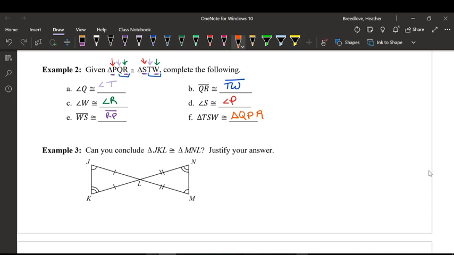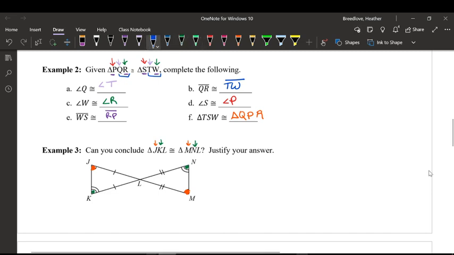Alright, so looking at the order of the letters for a congruency statement. So then, can you conclude that triangle JKL is congruent to triangle MNL? Justify your answer. Okay, so let's see. Do we have angles matching? Angle J, does it match angle M? Well, J has one line, and M has one line. Okay, sure. Looks like they match. Angle K and N. K has two lines. N has two lines. It looks like they match.